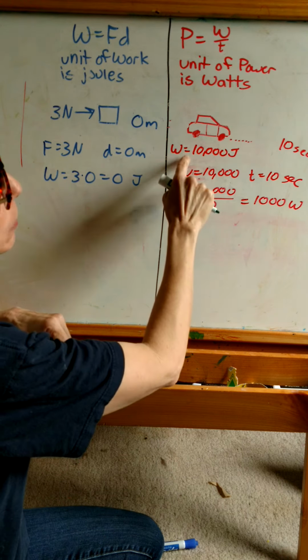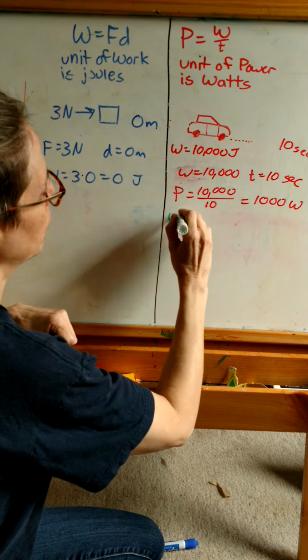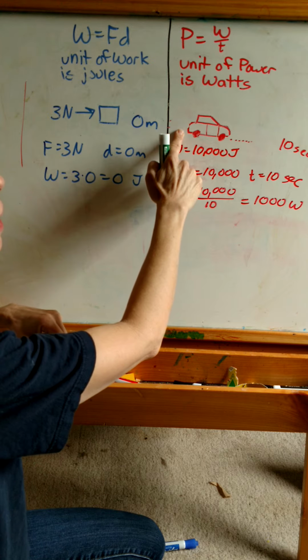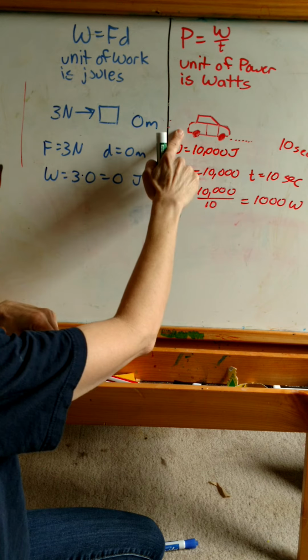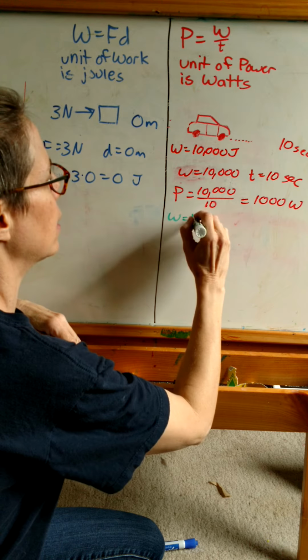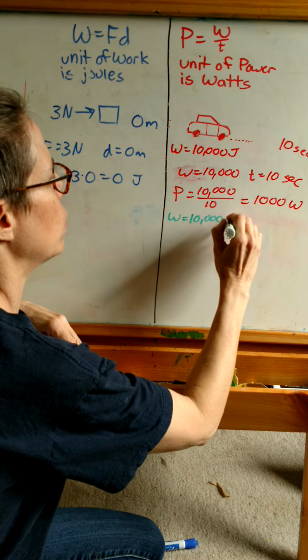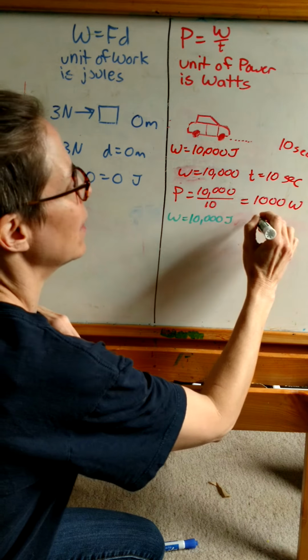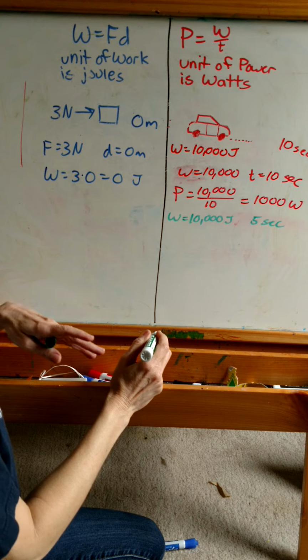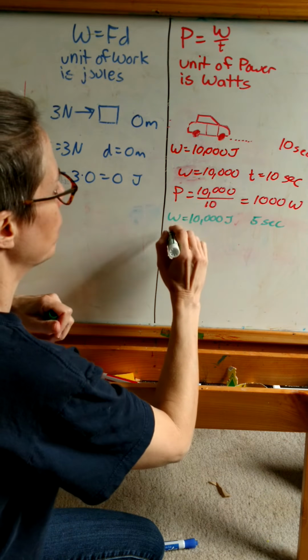So let's say that he pushed this same car. It's the same weight, which is a force, and he's moving it the same distance, so we're both doing the same work. So again, let's say that he did 10,000 joules of work, but let's say that he did it in half the time. It only took him 5 seconds to push the car the same distance.